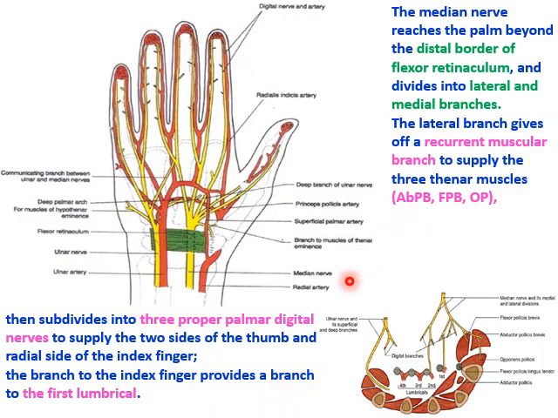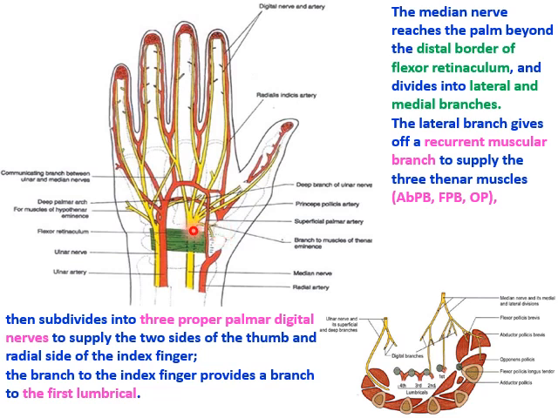So let us see the course of the median nerve here in the hand. After it passes from the carpal tunnel and appears at the distal border of the flexor retinaculum, the median nerve is divided into medial and lateral branches. The lateral branch of the median nerve gives a recurrent muscular branch.